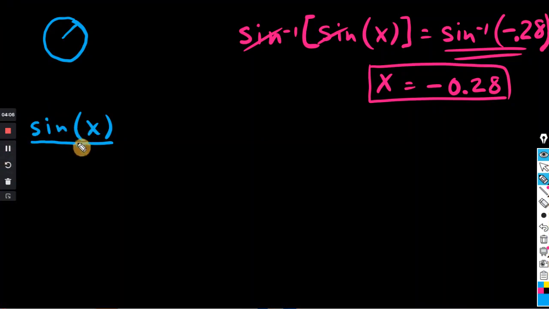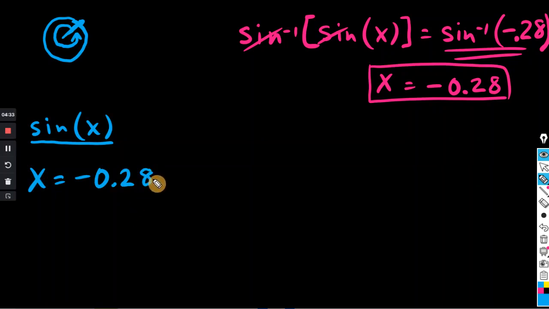Now you want to remember, if you go once around the circle, if you add 360 or 2 pi to the angle theta, you're going to end up right back where you started. Okay, so you're going to get the same value for the sine of x. So we're going to start with x equals negative 0.28.